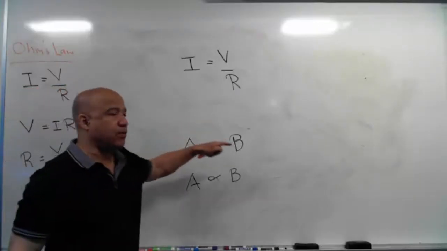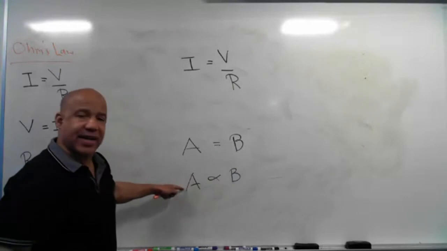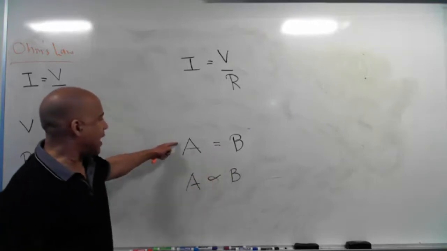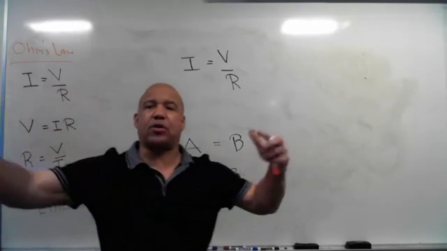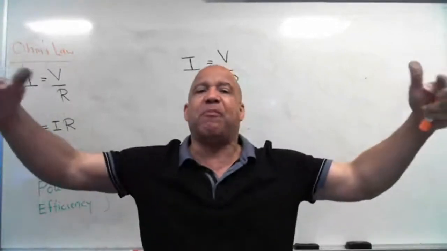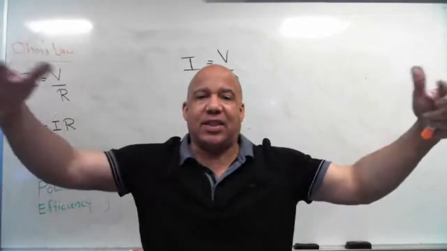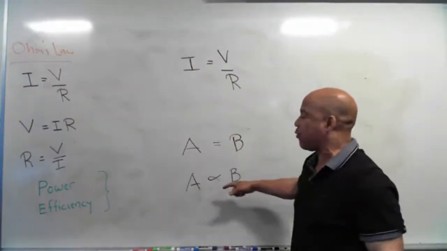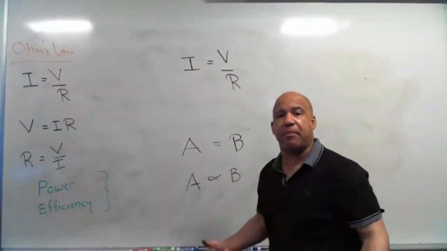So whereas here, this says A is equal to B, this says A is proportional to B. When I say A is equal to B, I'm saying something about the two quantities is the same. They may have different forms, but there's some part of the quantities that's equal. They're the same. But what does it mean when I say A is directly proportional to B?